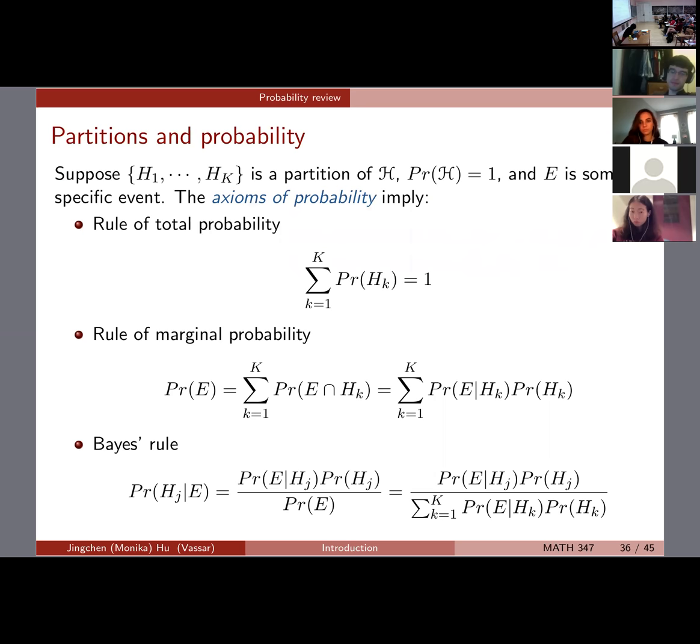Okay. And something very important to notice, I think, is the second bullet point over here, the marginal probability, because that directly gets us to the Bayes rule later. Okay, so let's look at this one first together.